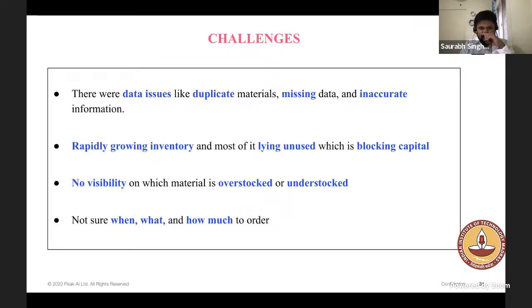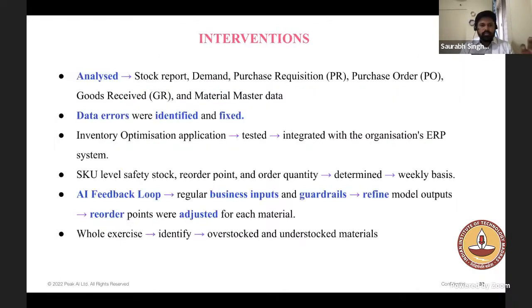In this project, we had to face a lot of challenges, like data issues, duplicate material, missing data, and inaccurate information. Their inventory was growing rapidly, and most of it was lying unused, which is blocking capital. The organization does not have visibility on which material is overstocked or understocked, and also they are not sure when to order, what to order, and how much to order. So these are the different challenges.